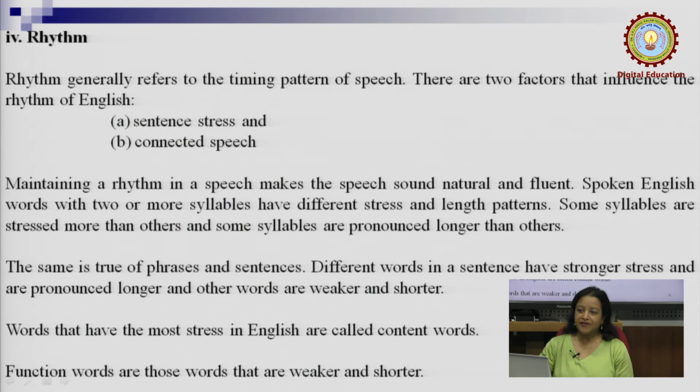The pattern of strong and weak stress and short and long pronunciation gives English its rhythm. It is important for non-native speakers of English to understand and master the rhythm of English. If the wrong words are stressed in a sentence, or if all words are pronounced with the same length or loudness, the speech will be difficult to understand.